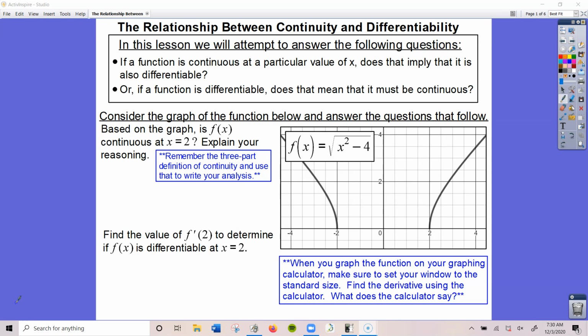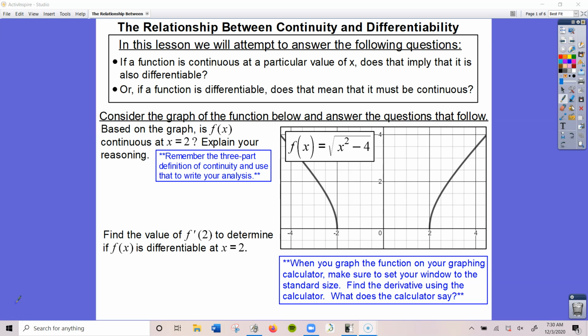Hey guys, today we're going to look at the relationship between continuity and differentiability. In this particular lesson, we're going to check: when a function is continuous, does that mean that it is also differentiable? As well as, if a function is differentiable, does that mean that it must be continuous?